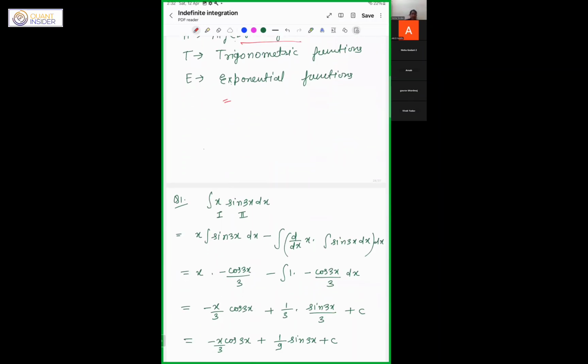You have to integrate x sin 3x. So according to the ILATE rule, what does the rule say? Inverse trigonometric is not there. Logarithmic function is not there. Algebraic function is there, and T means trigonometric. So A and T both are there. But when we move from left to right, we have first algebraic function, then trigonometric. So that is why I have written algebraic function x as first function and trigonometric function sin 3x as second function.